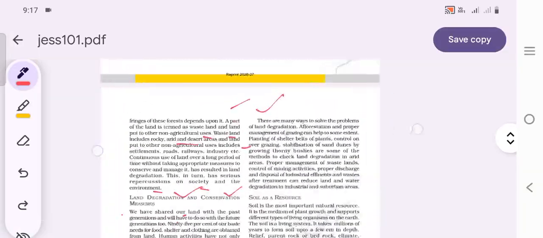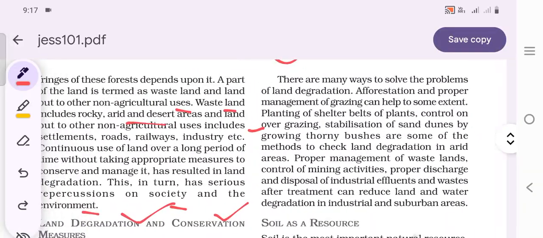Now, the next paragraph is highly essential because there are many ways to solve the problems of land degradation. In order to conserve the land, we should take up some measures. Afforestation and proper management of grazing can help to some extent. Afforestation means planting trees, and grazing should be managed properly, which can help to some extent.